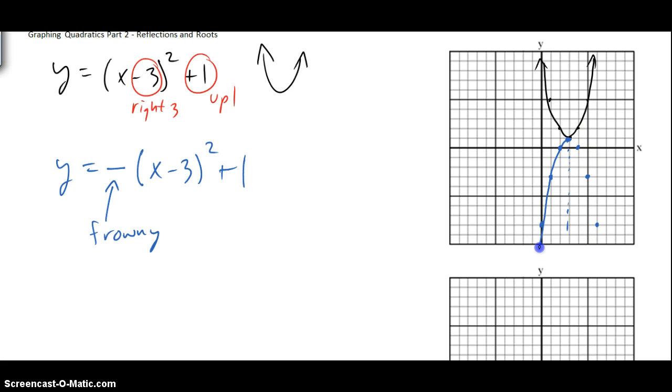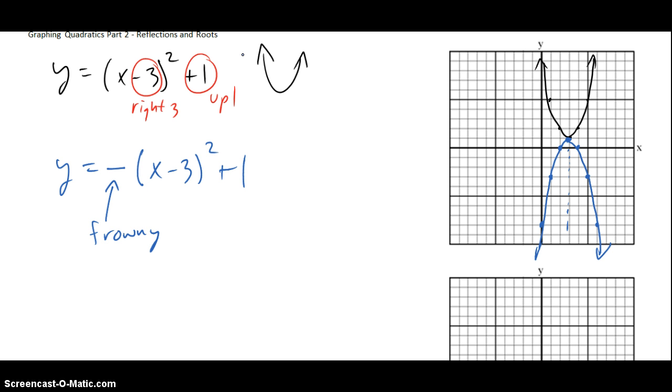Right? So the negative makes it what I call frowny. It opens downward. Okay? So that's pretty straightforward. So you can think of it as the negative in front of the x squared part reflects it. It reflects it in this case as if this were a mirror here, and this now is pointing the other direction. Okay? So that's having to do with reflection. So now we're going to be talking about roots. That's going to be the bulk of what we're talking about.